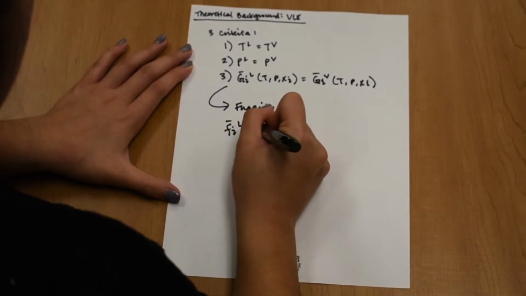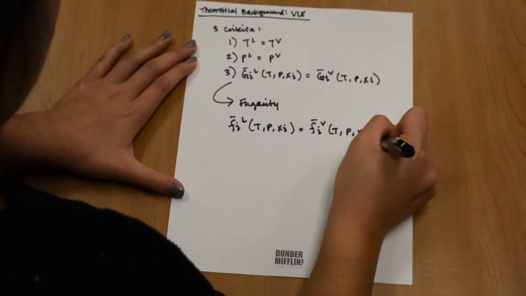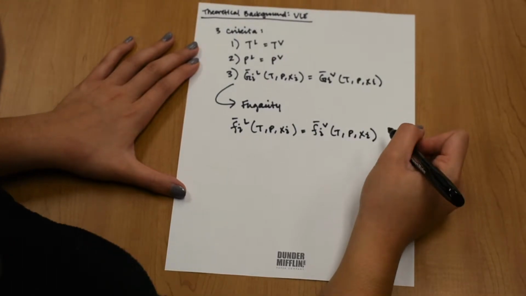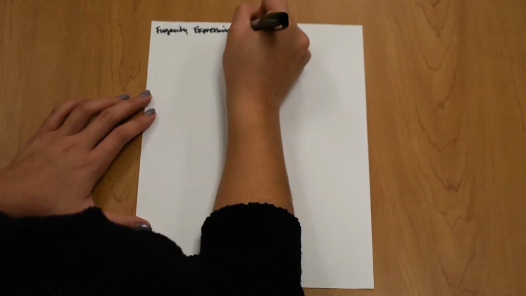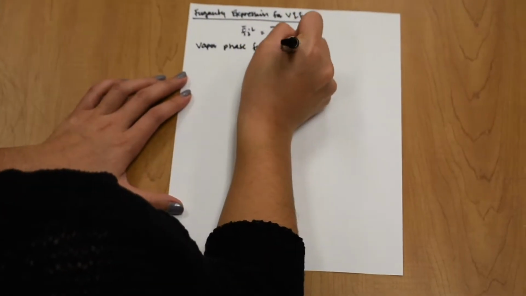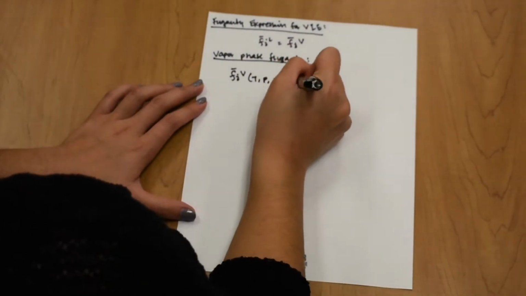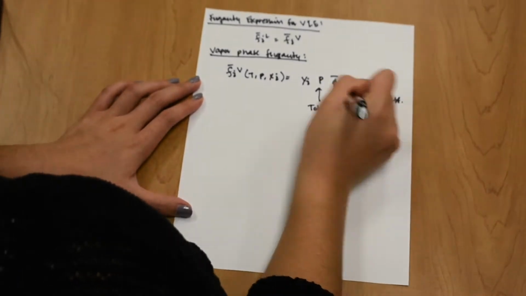The third criterion for partial molar Gibbs free energy can also be expressed using the respective liquid and vapor phase fugacities. For the calculations in this laboratory, we will be using the vapor and liquid fugacity expressions. Here is the expression for the vapor phase fugacity. It is the product of the vapor mole fraction, the total pressure, and the fugacity coefficient for component i.